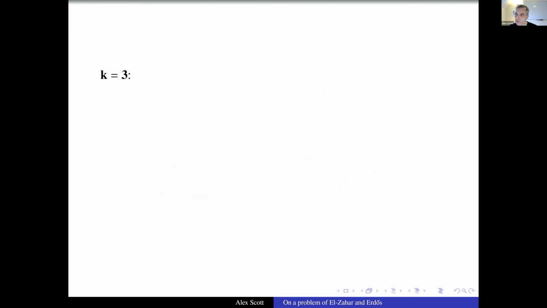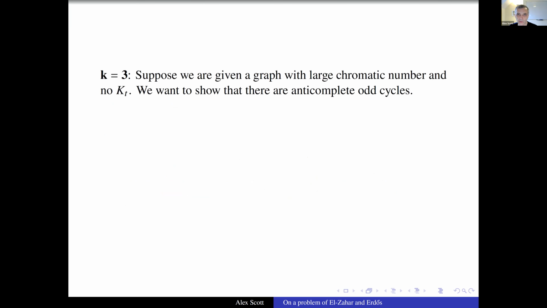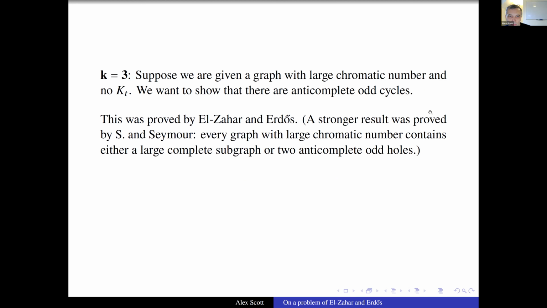Okay, let's move on to k equals 3. So what do we want for k equals 3? We want either a large clique or a pair of subgraphs anti-complete with chromatic number at least 3. Okay, so that means we need a pair of anti-complete odd cycles. Okay, so this case was proved by El-Zahar and Erdős. It was the main result in their paper.